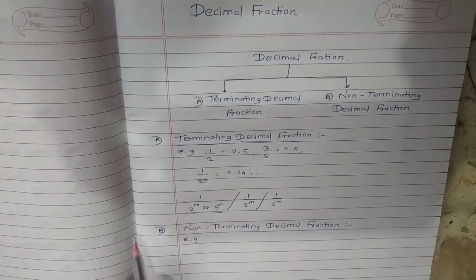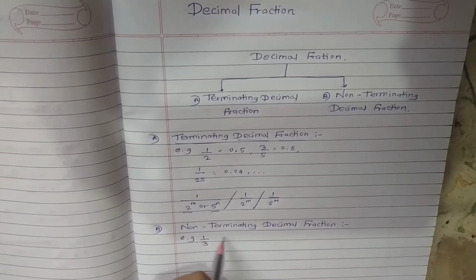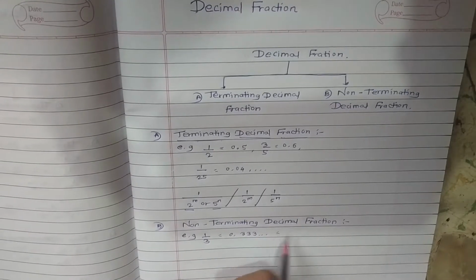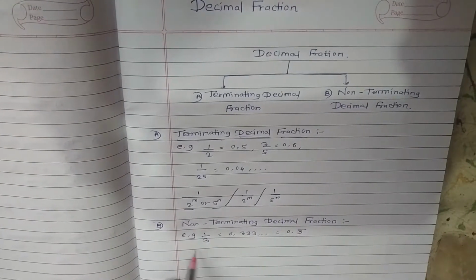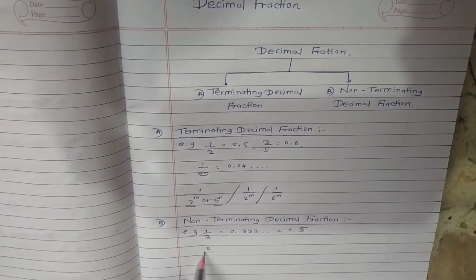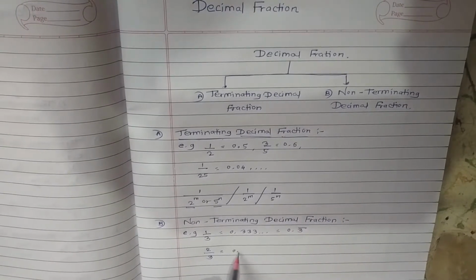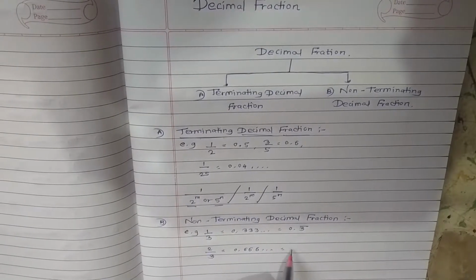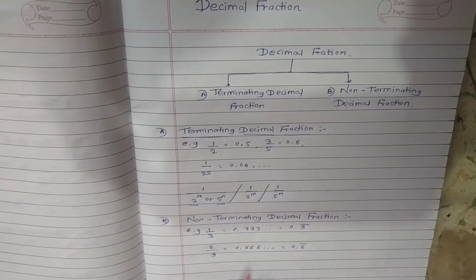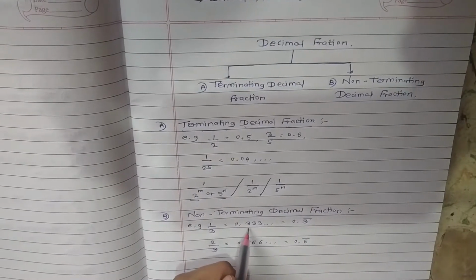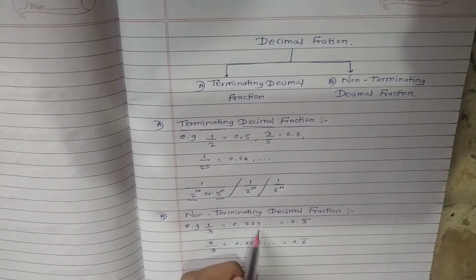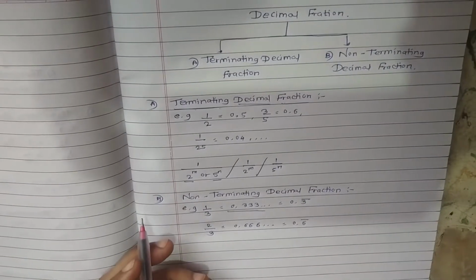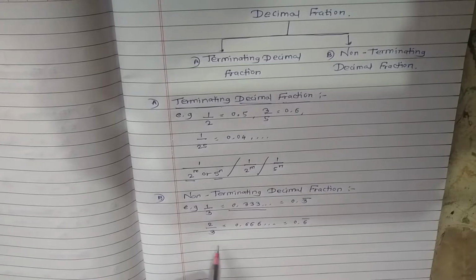Let's take example 1 upon 3 which is equal to 0.333 and so on, which can be also written as 0.3 bar. Second example is 2 upon 3 which is equal to 0.666 and so on, which can be also written as 0.6 bar. Here you can see that the digits after the decimal points are repeated uncountably. There is no end to these numbers.